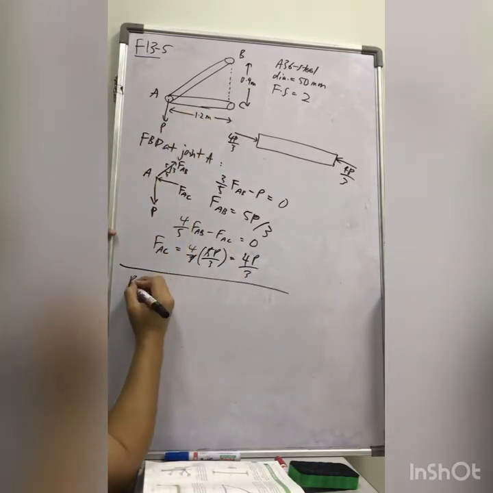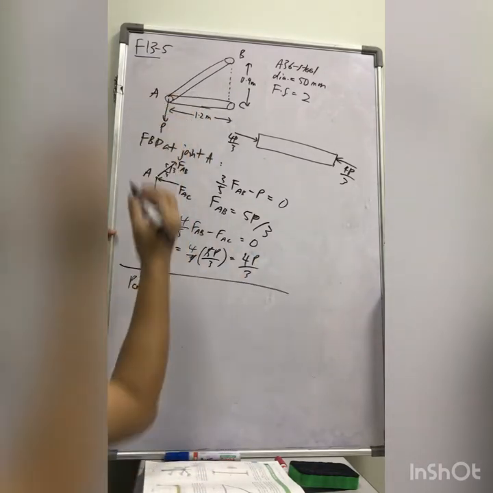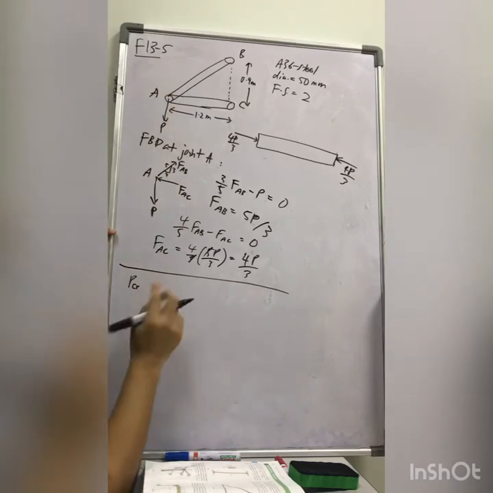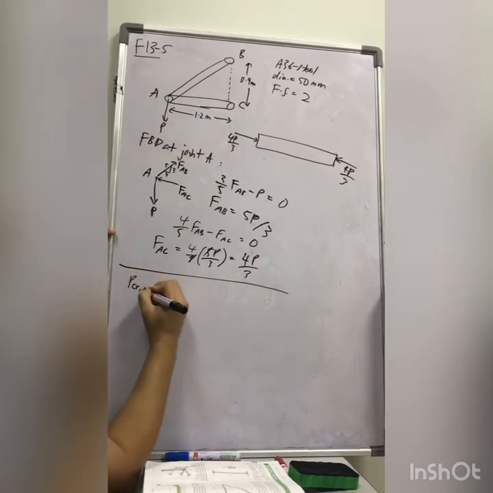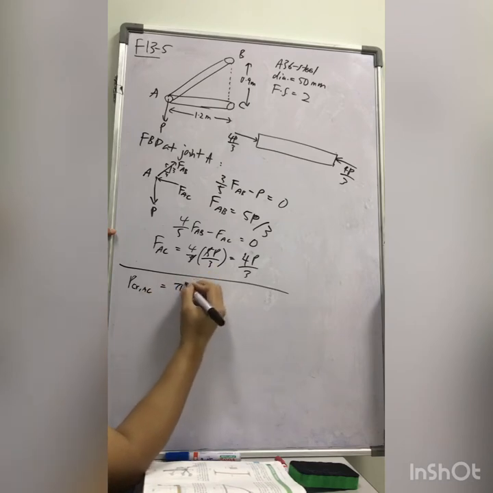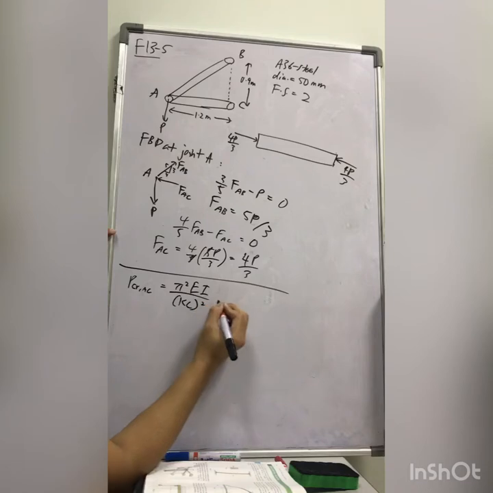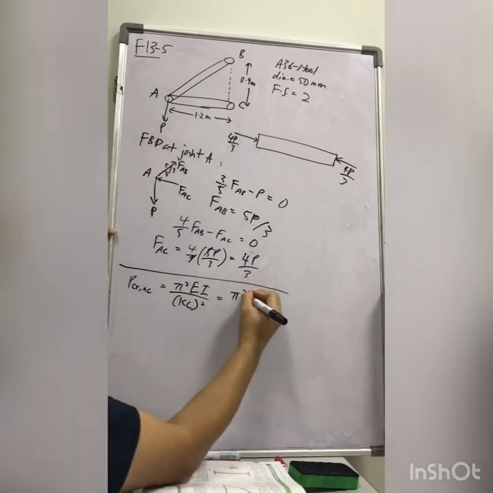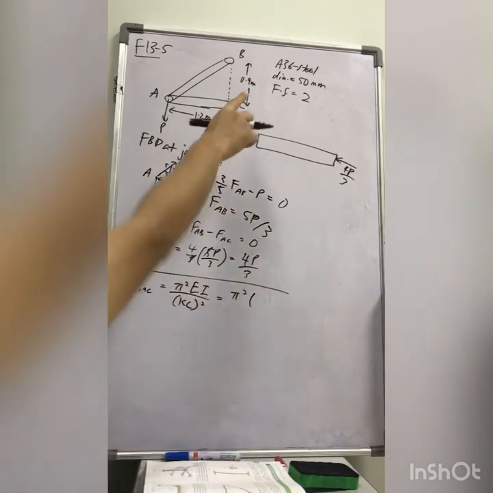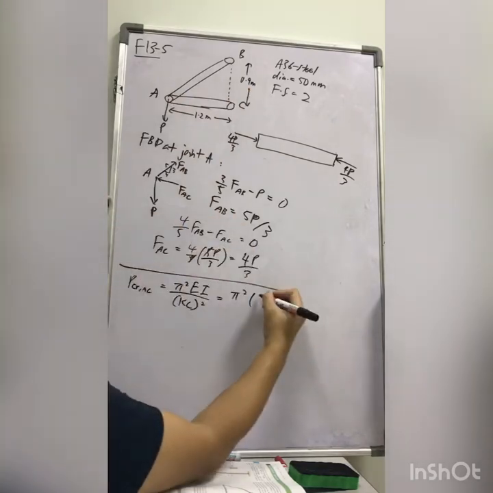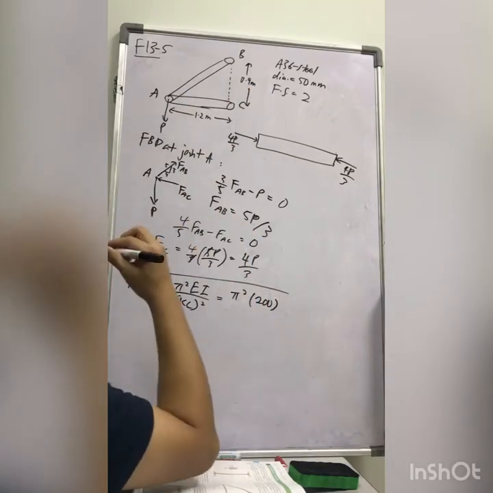What's the critical buckling load of AC? Remember, AC. The critical buckling load of AC is pi squared EI over KL squared. In this case, E for A36 steel is 200 gigapascal, right? And I for it is what?